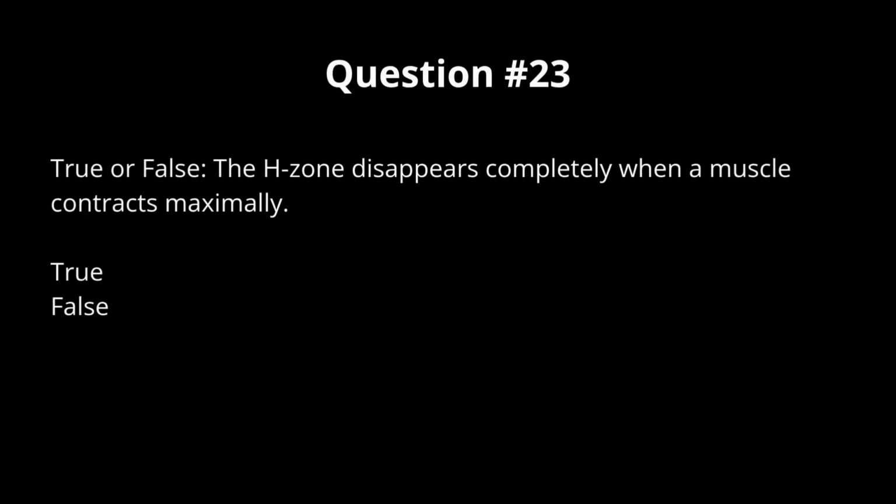Question number 23. True or false? The H-zone disappears completely when a muscle contracts maximally. The correct answer is true. As actin filaments slide inward, they overlap myosin fully, eliminating the H-zone.